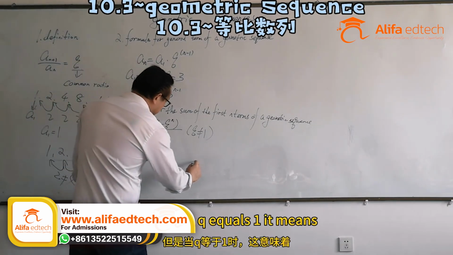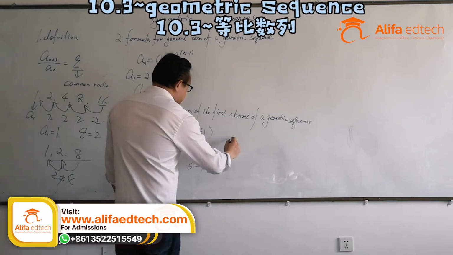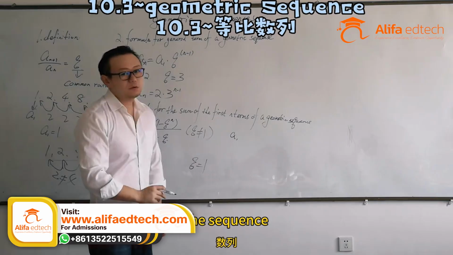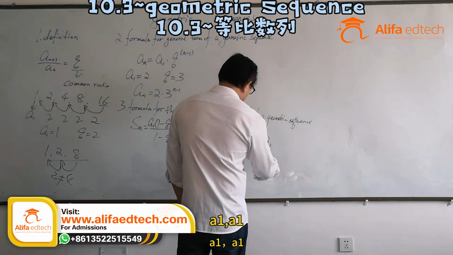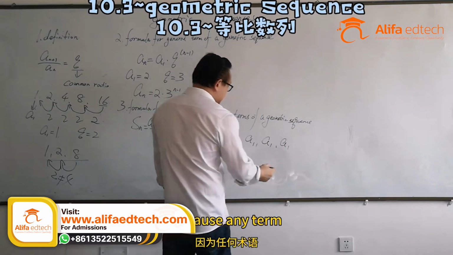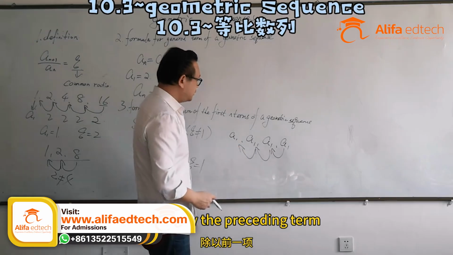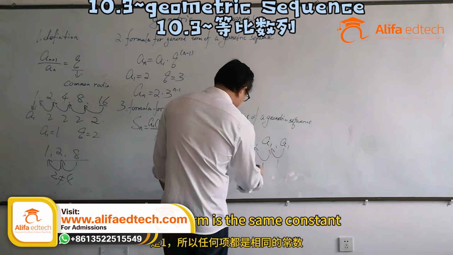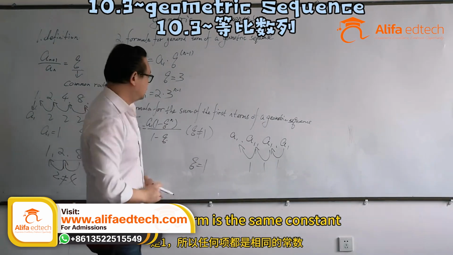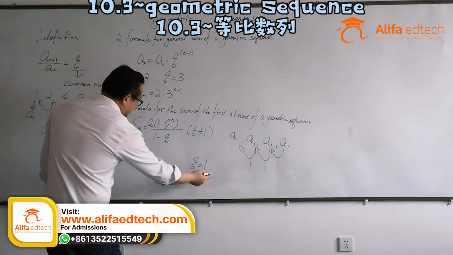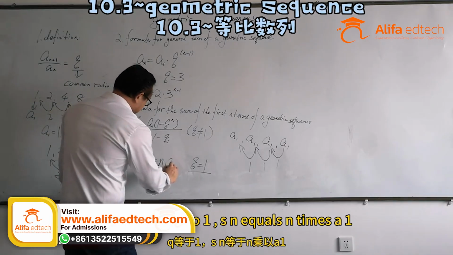But when q equals 1, it means the sequence is a1, a1, a1, a1, because any term divided by the preceding term is 1. So any term is the same constant. So when q is equal to 1, Sn equals n times a1.